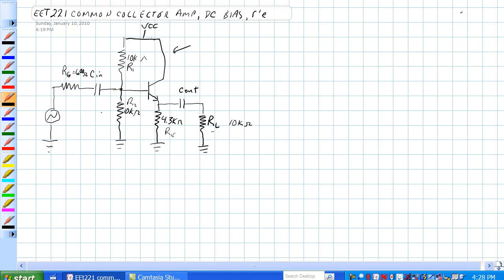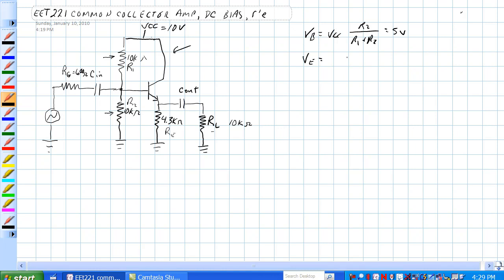Now we'll look at the bias points on this thing. We have a 10k ohm resistor here and a 10k ohm resistor here. If VCC is equal to 10 volts, then the voltage at the base is equal to VCC times R2 over R1 plus R2. And since R1 and R2 are equal, that gives us 5 volts at the base.